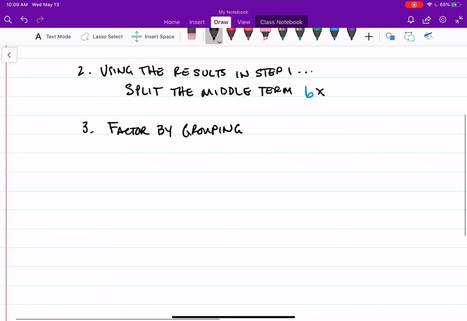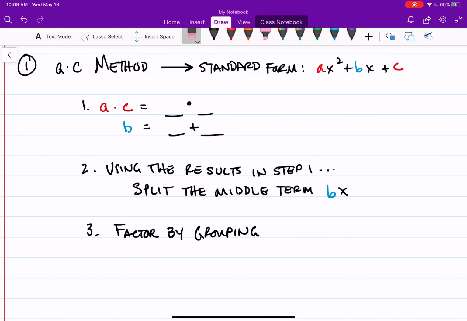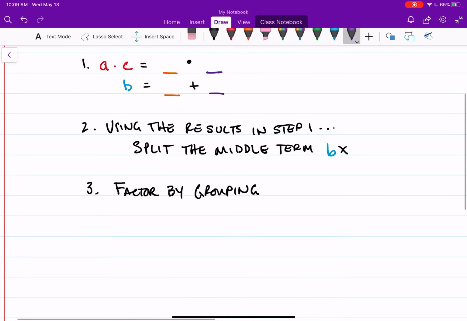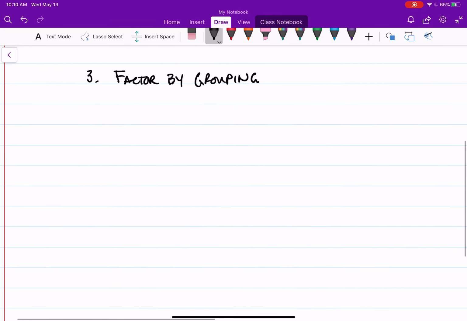Let's show you how this goes. I'm going to do this really quick. I'm going to call this orange and purple. That'll work better, so that this way we know that it's the same set of numbers that multiply together to give you AC, yet the same set of numbers that add up to give you B. All right, so let's do an example.